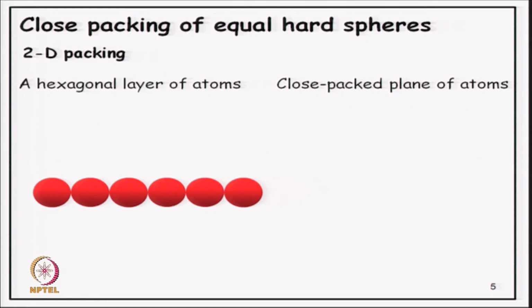Now, let us build the two dimensional case by packing such rows. We begin with the first row, which is a single row of close packed spheres, and we now want to add to it a second row of atoms. Obviously, the best way, if we want a dense packing, is to put the second row in the crevice of two atoms in the row below.